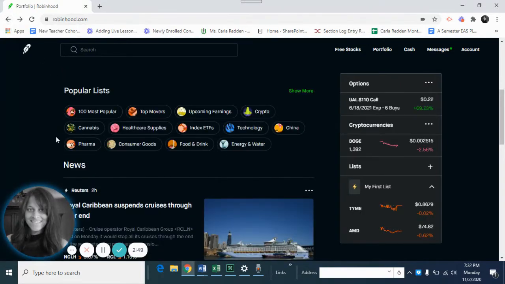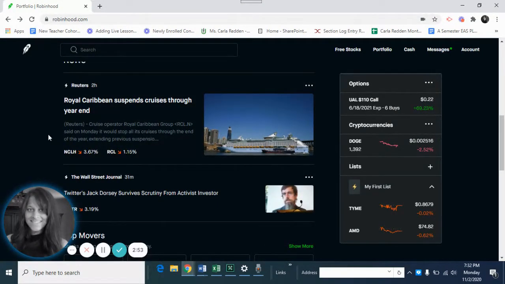So yeah, if you didn't know, you can trade crypto on Robinhood. There are a lot of cryptocurrencies you can't trade. However, there are the most popular ones that you can.